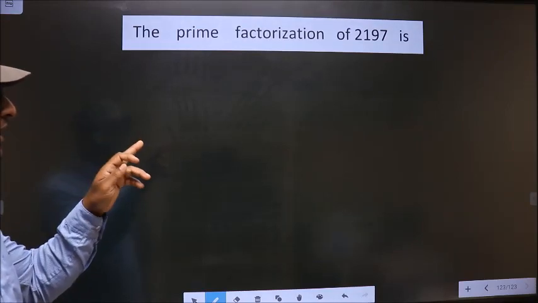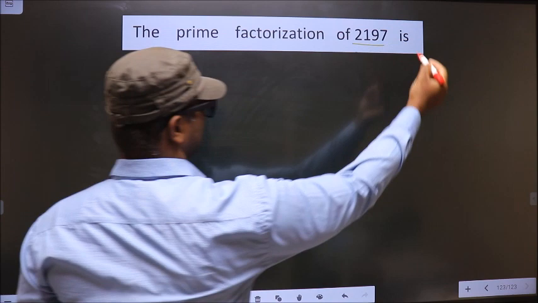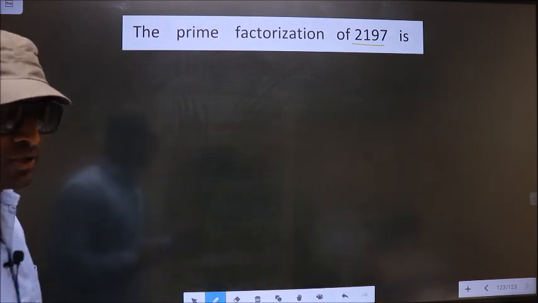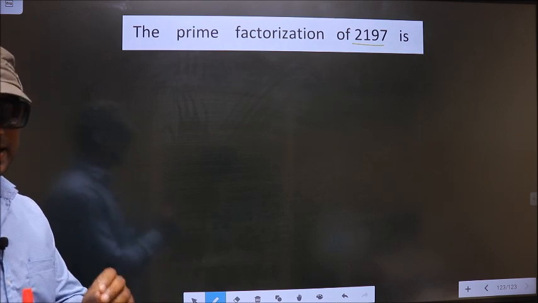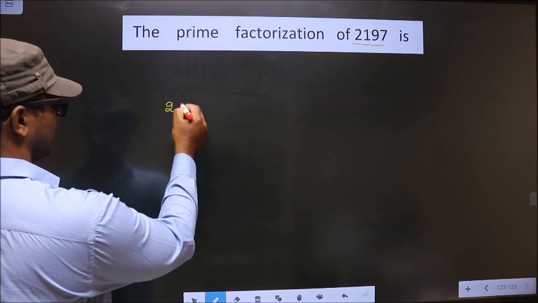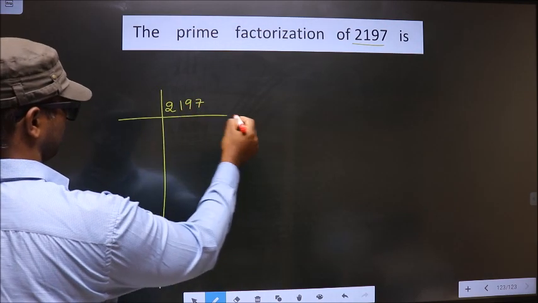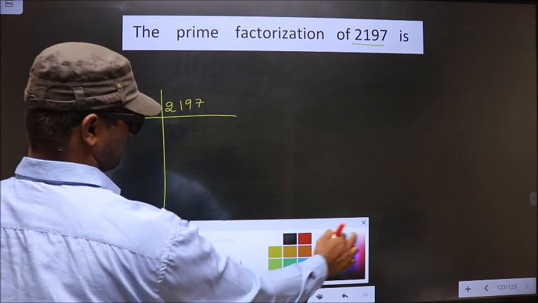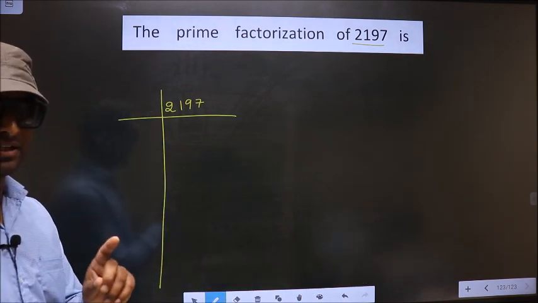The prime factorization of 2197 is... To do prime factorization, first we should frame it in this way. See, 2197. This is your step one.